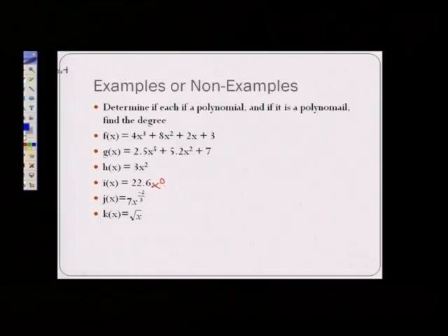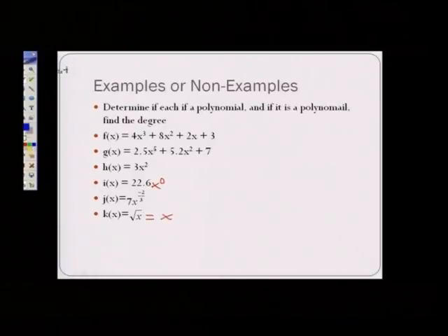What about the next one? J of x, 7x to the negative 2/3. This one is not a polynomial for 2 different reasons. What are those 2 reasons? First off, it's a negative exponent. Second, it's a fractional exponent. It's a non-integer exponent. So that one's not a polynomial. What about k of x? Well, let's ask the question, how could we rewrite the square root of x as x to some power? Let me find my pen here. There it is.